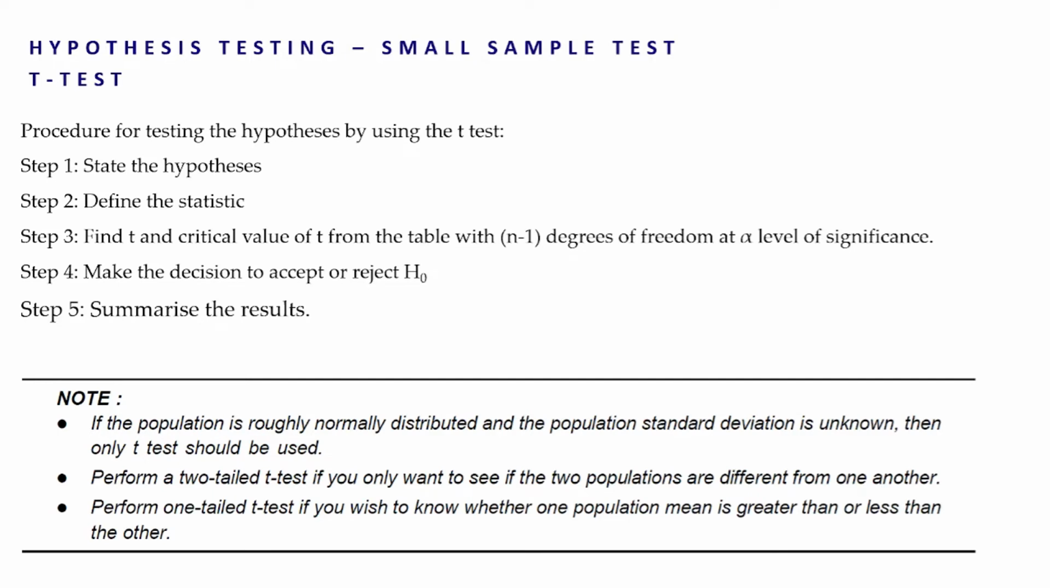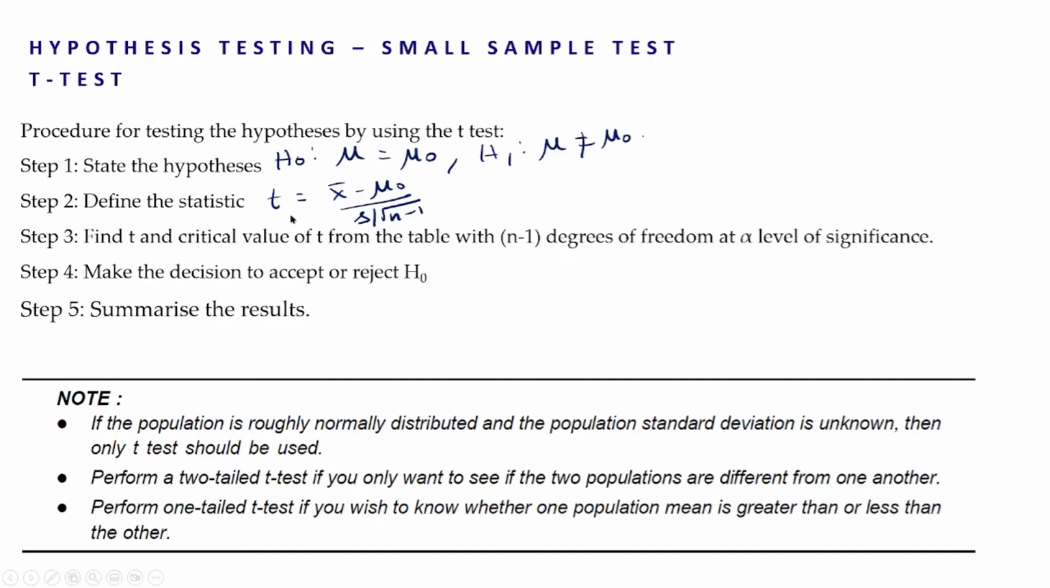Now we will see the steps involved in using t-test. Procedure for testing the hypothesis by using the t-test. So the first step is we have to state the hypothesis. So we have to state what is the null hypothesis H naught. It is usually given by mu equal to some value, say mu naught, and the alternate hypothesis H1 is given by mu not equal to mu naught. The next step is we have to define the statistic, that is the t statistic here. So it is given by t equal to x bar minus mu naught upon small s by root of n minus 1. So this is the test statistic t.